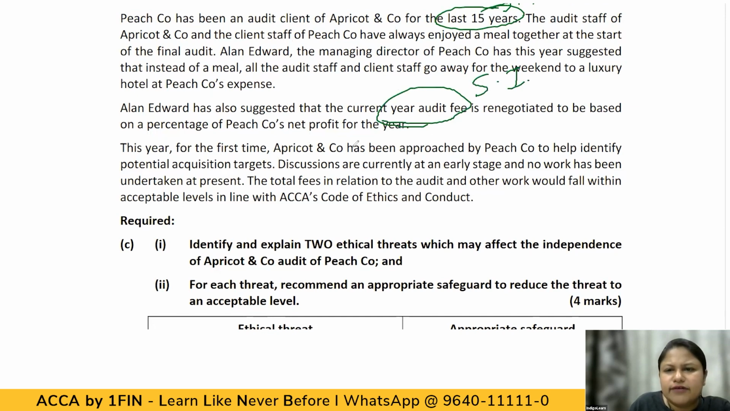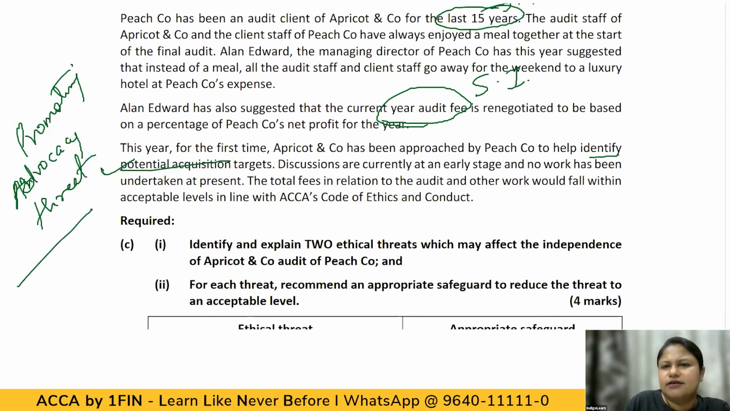They're telling you that they have approached you to identify potential acquisition targets. That means if you want to find out where acquisitions and mergers can happen, you're indirectly promoting the client's business. So obviously advocacy threat also will be present. Advocacy threat is present. So here basically three threats are there. Familiarity threat is there. Self-interest threat is there. Advocacy threat is there. Okay, for each threat, recommend an appropriate safeguard to reduce the threat.